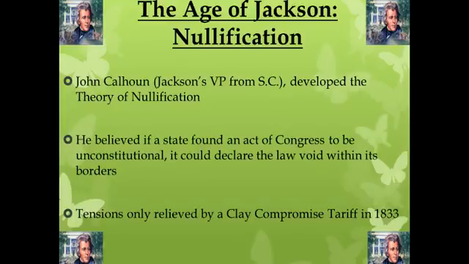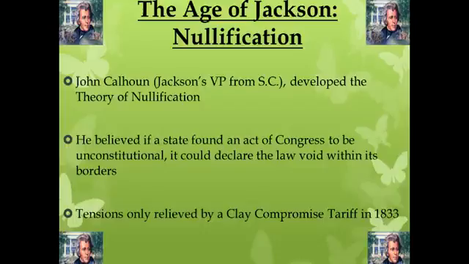Because of this, John Calhoun, who was Jackson's VP at the time, proposed this idea of nullification. Now, you should remember this. This should be somewhat familiar because of James Madison and Thomas Jefferson. They originally proposed this idea in the Virginia and Kentucky resolutions to combat the Alien and Sedition Acts.